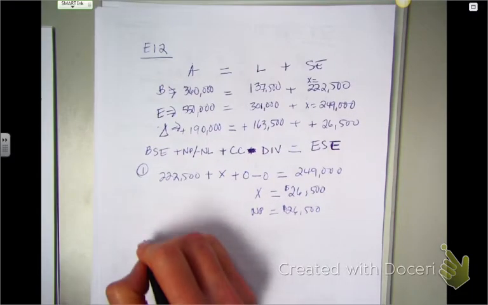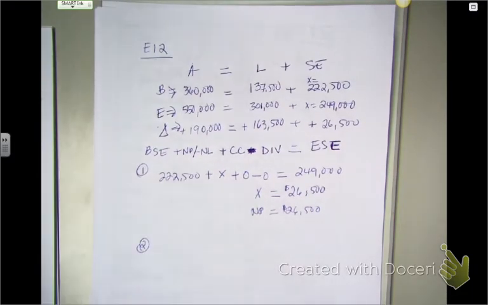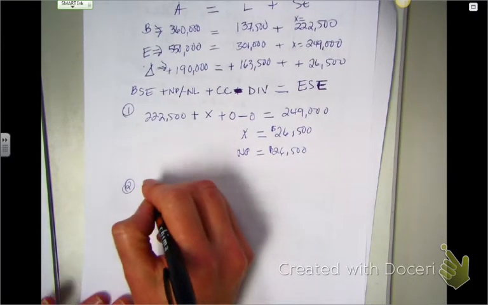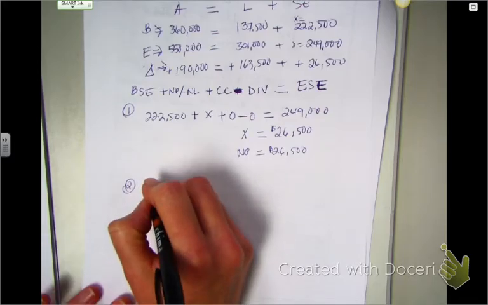Okay, now I'm going to pause this and you guys are going to do the other ones. Number 2 is the stockholders made no investments in the business, but dividends of $55,000 were paid during the year. So, again, what am I?